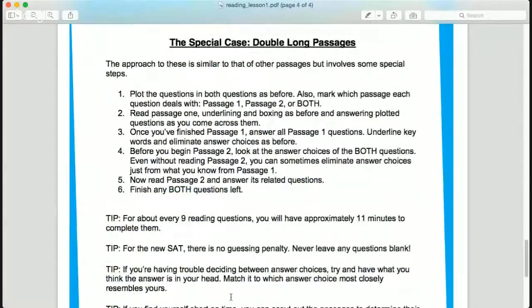Okay, now let's move on to double long passages. Basically, they are passages that come together as a pair. There are individual questions for each one, and then there are questions that pertain to both passages.